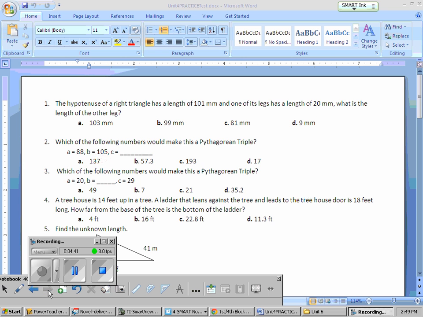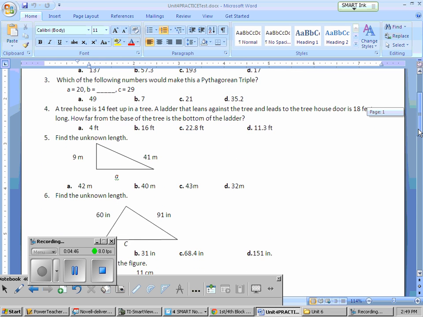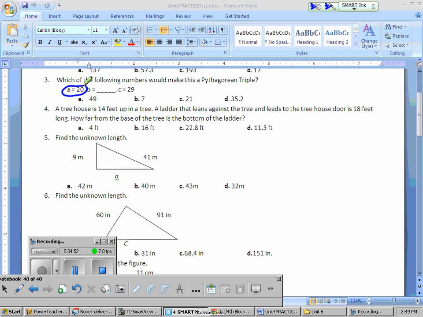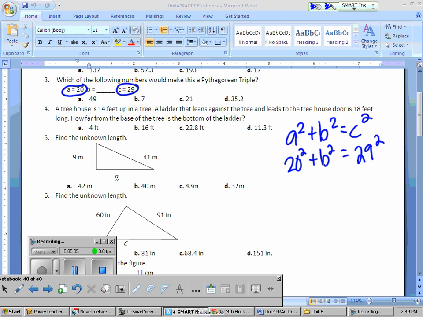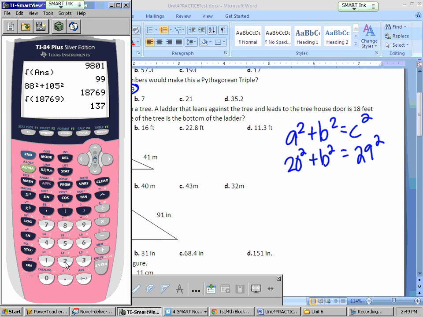Okay, let's move on to number 3. Again, we're dealing with the same type of question: which of the following would make this a Pythagorean triple? This time they give us A and they give us C. We know that A squared plus B squared is C squared. A is 20. We're looking for B, and C is 29. So let's go ahead and find out what 20 squared and 29 squared is. 20 squared is 400, and 29 squared is 841.